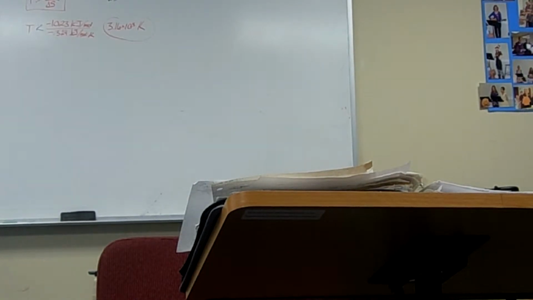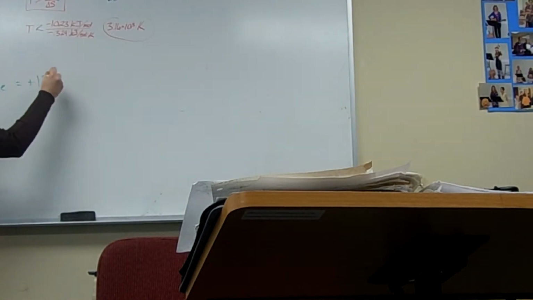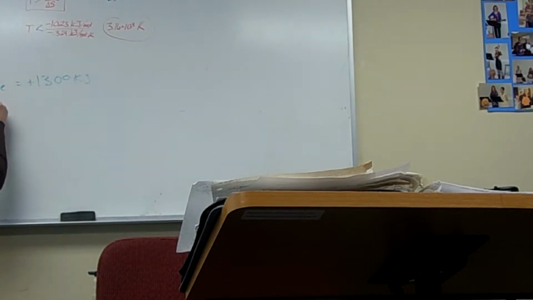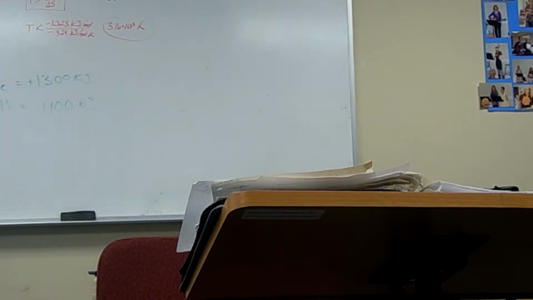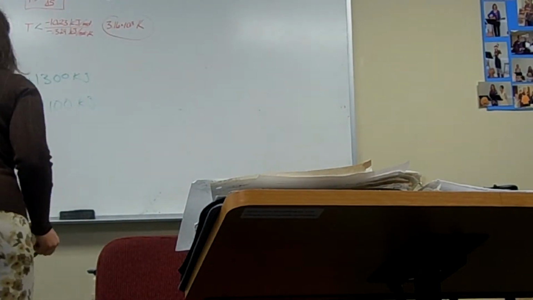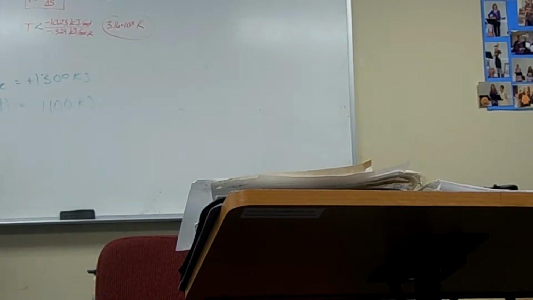And delta H, is it 11? I'll buy that. Let me look at it, from this point to that point. Yes. Okay, so she's going for 13. So here's the answer for 9. She says activation energy is 1300 kilojoules. Delta H is 1100 kilojoules.